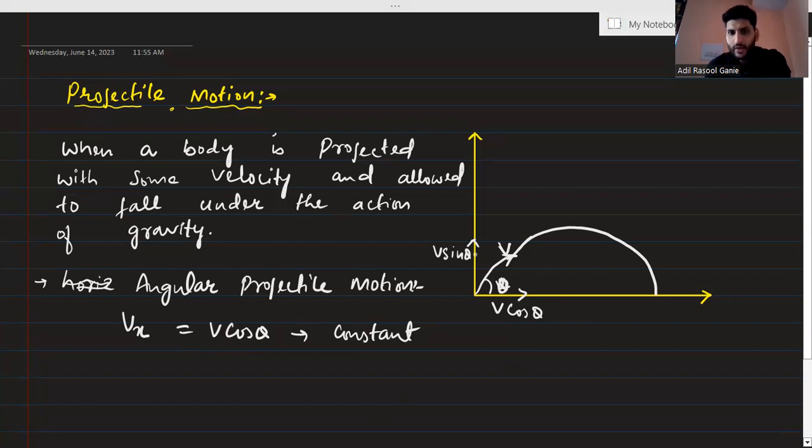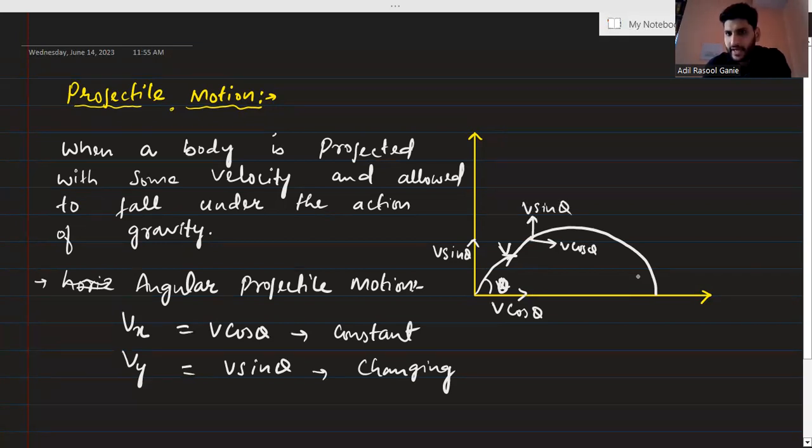But the vertical component, v sine theta, goes on changing because of the action of gravity. So if Vy is the vertical component of velocity, which is v sine theta, it changes due to the action of gravity. Therefore, along the path of this body, there will be two components: v cos theta, the horizontal component, and v sine theta, the vertical component, throughout the entire journey.